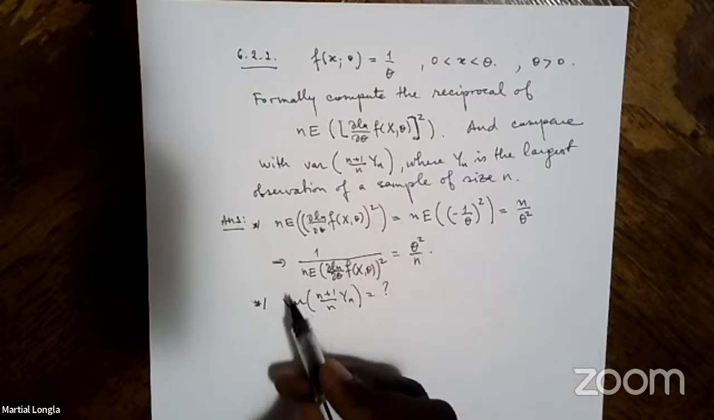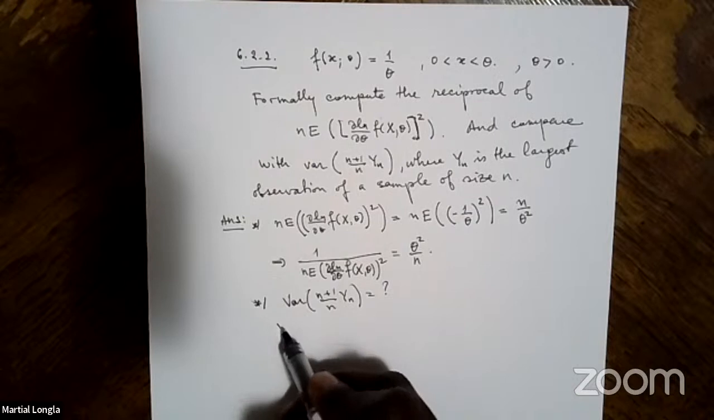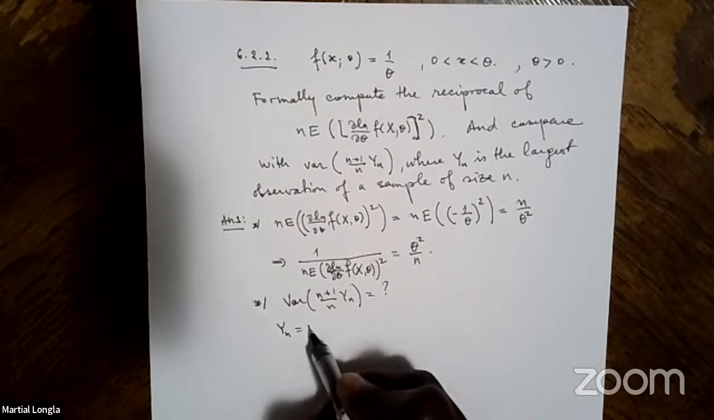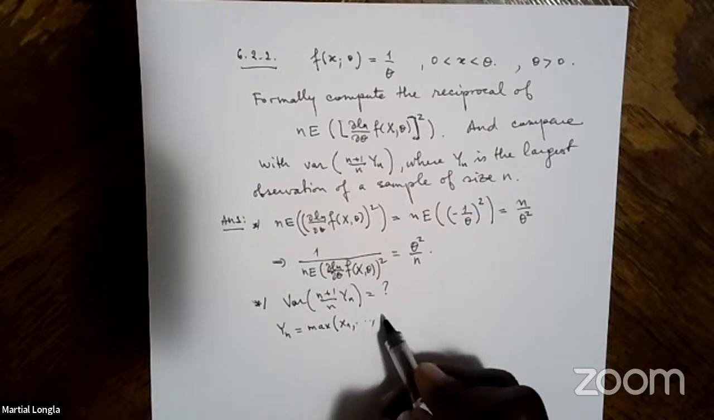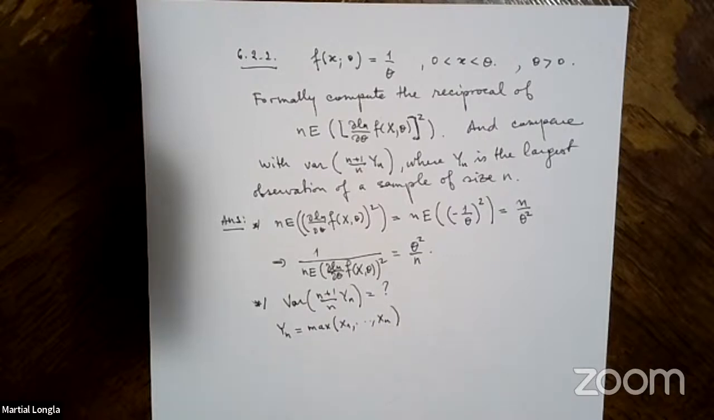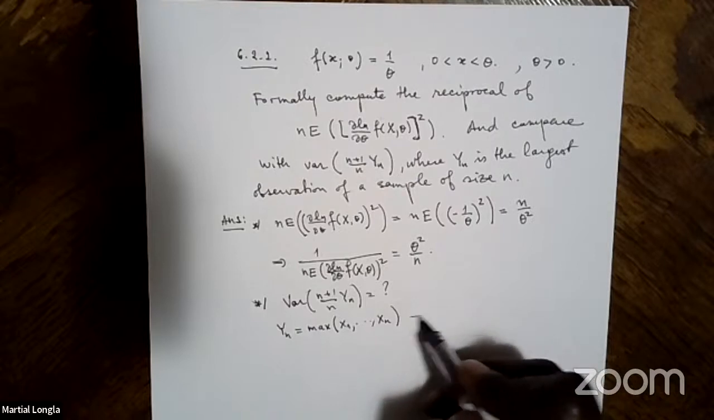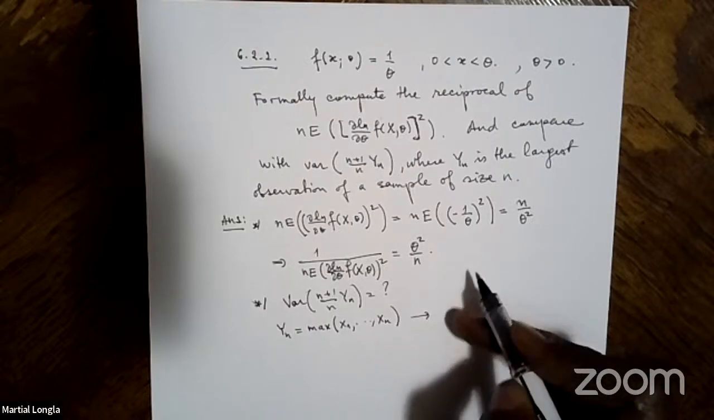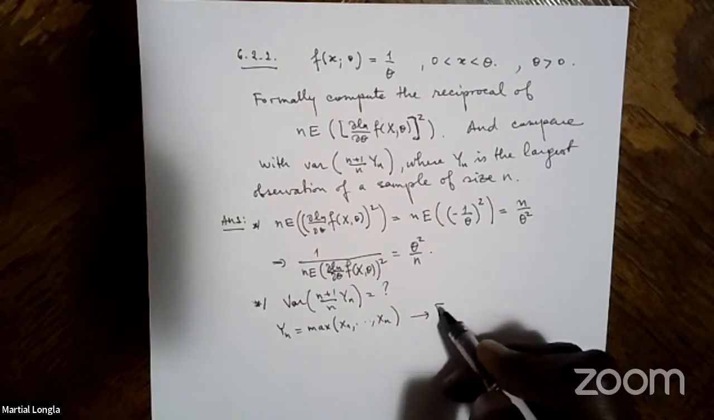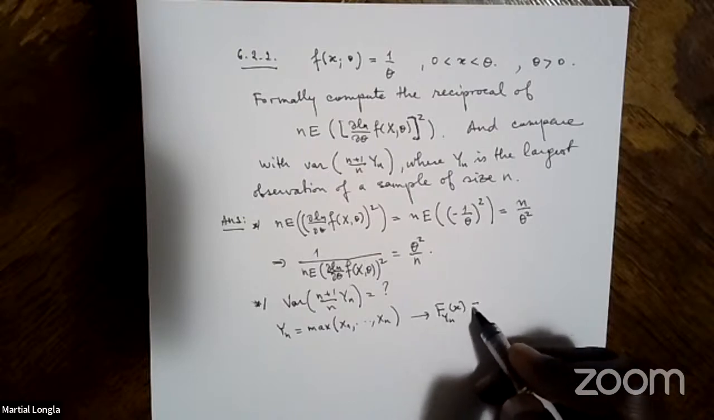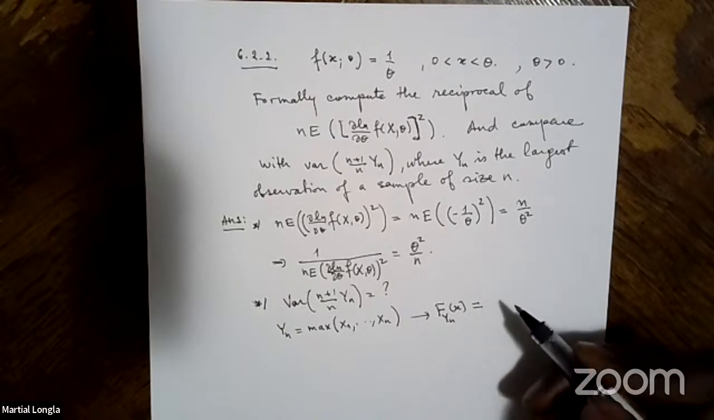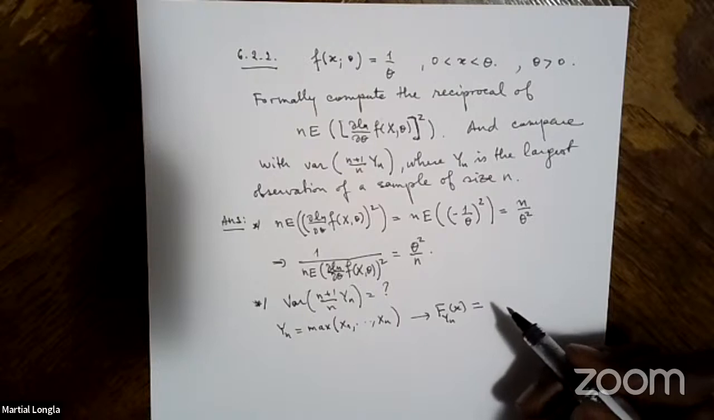So in this case, yn is defined as being the largest observation, so it's the maximum of x1 through xn. What's the distribution of yn equal to? Wait a second. So how do we find the distribution of the largest observation?